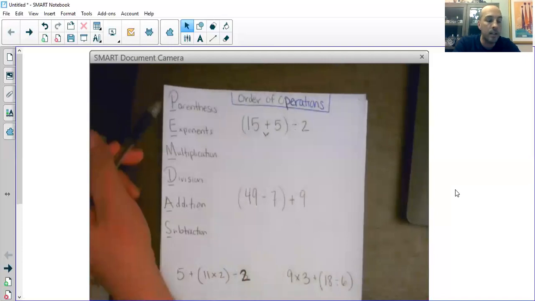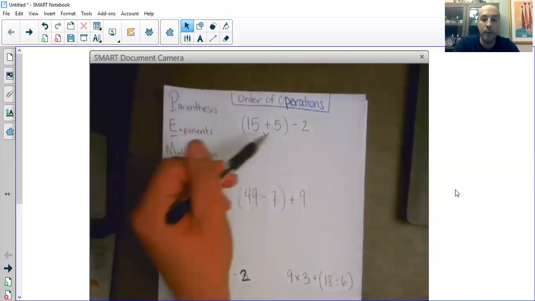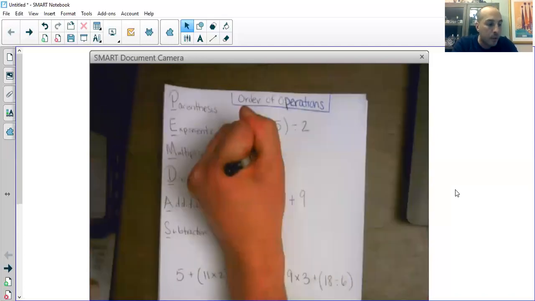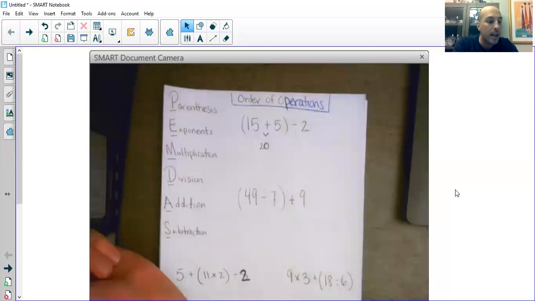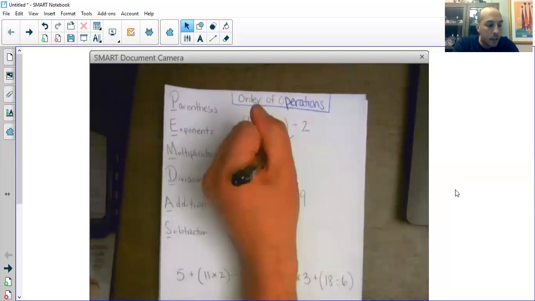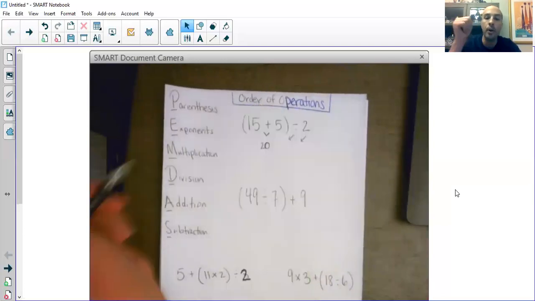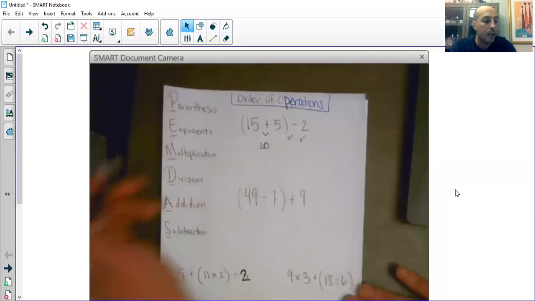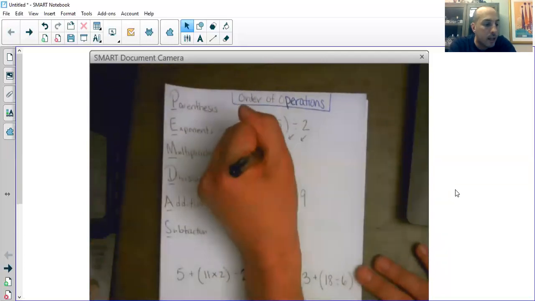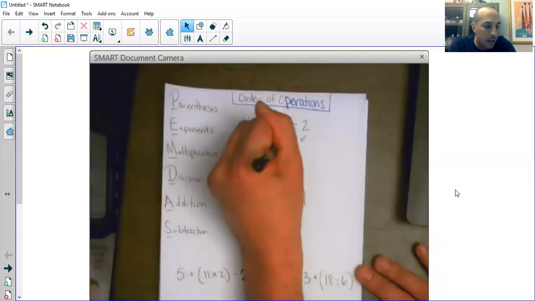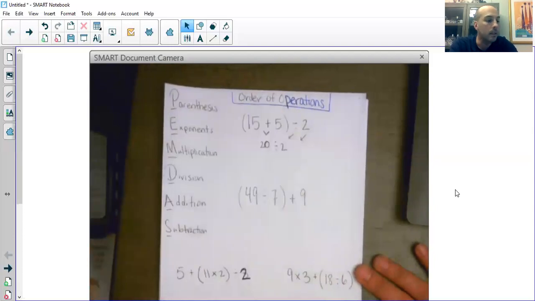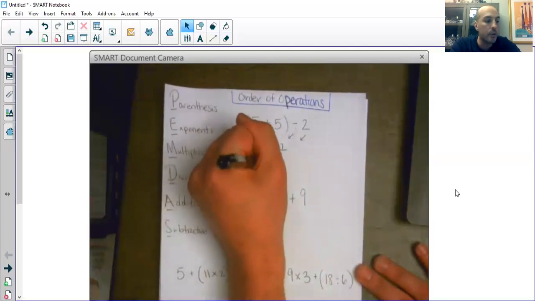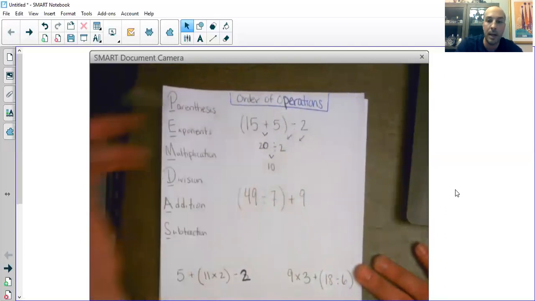Because parentheses comes first in the order of operations, I'm going to do 15 plus 5 first. 15 plus 5 is 20. Once you do the first operation, everything else comes down. Every other operation sign, every other number, everything else comes down along with it. So now my new equation is 20 divided by 2. Branches again, what's 20 divided by 2? 10. So the answer to 15 plus 5 divided by 2 is 10.